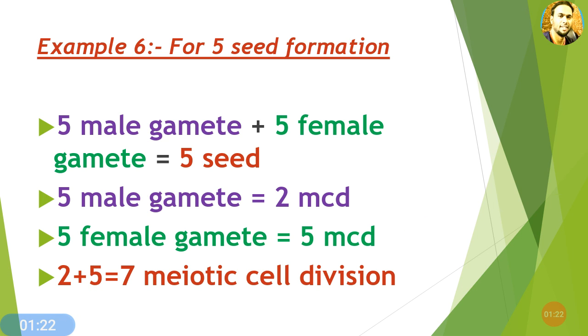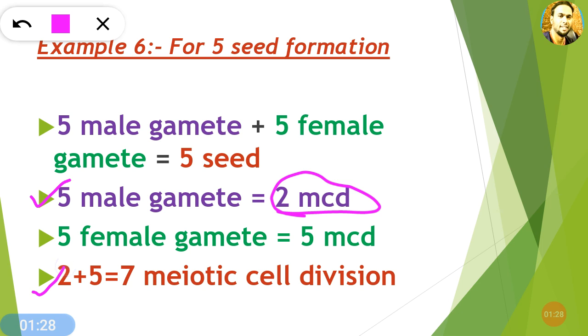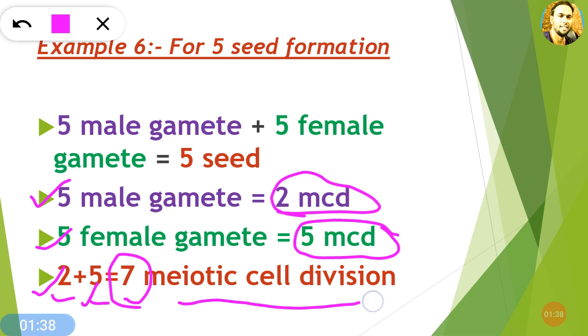So likewise, 2 meiotic cell divisions for the 5 male gametes, this one, and 5 meiotic cell divisions for the 5 female gametes, this one. So 2 plus 5 is equal to 7 meiotic cell divisions needed for the formation of these 5 seeds. Thank you.